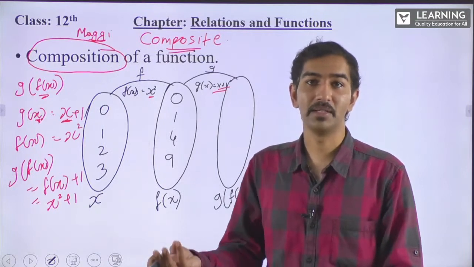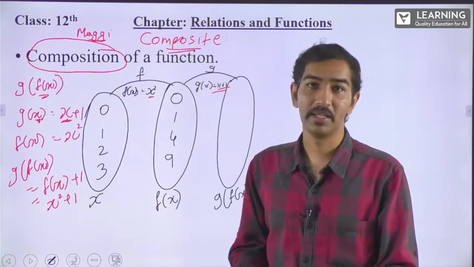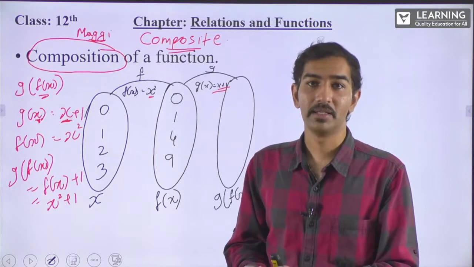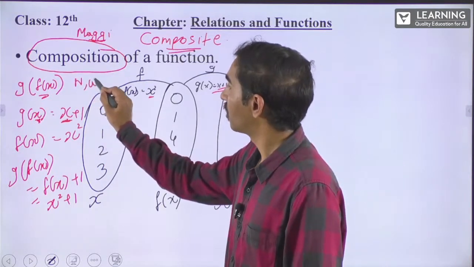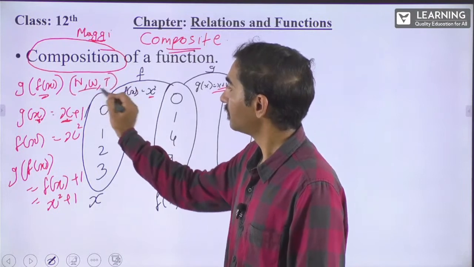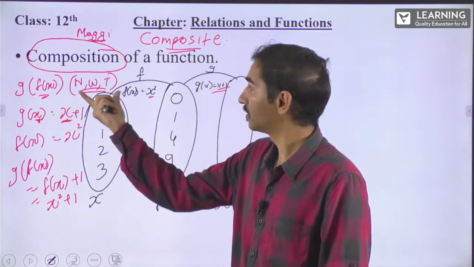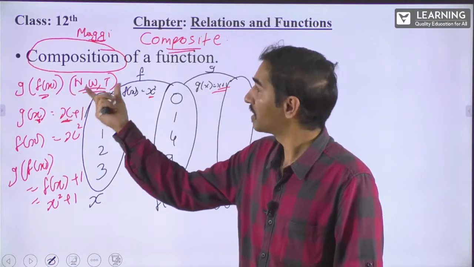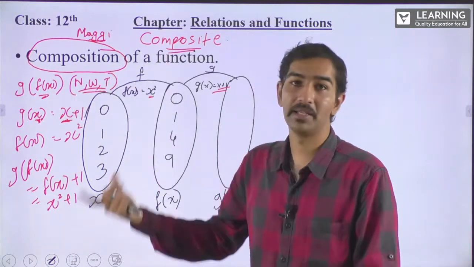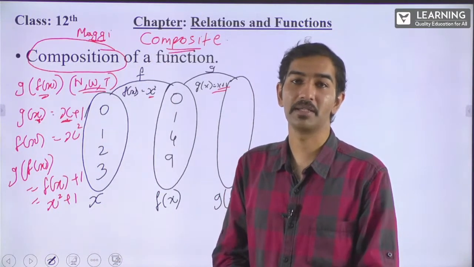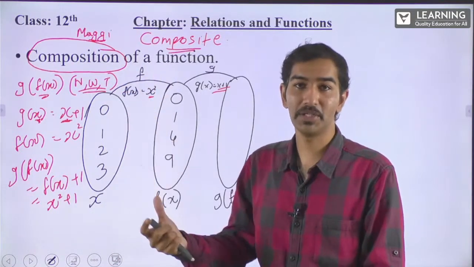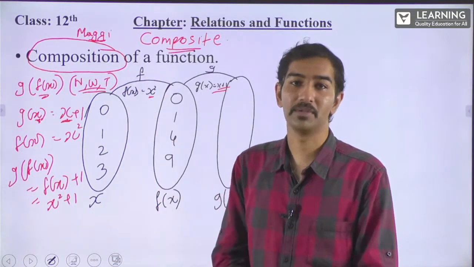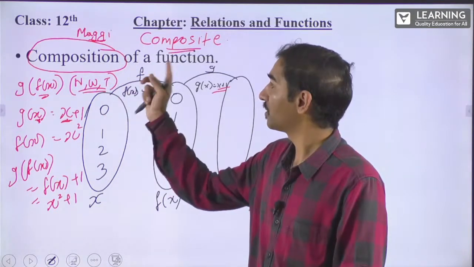First of all, the Maggi noodles, then we add water, then we add the taste maker. So 3 things: the noodles, water and taste maker. There are more than 2 things here, correct? That is why it is called a composite material, which is made up of 2 or more elements. So this is nothing but composition of a function, which means functions only, but having 2 or more. So composition of a function.